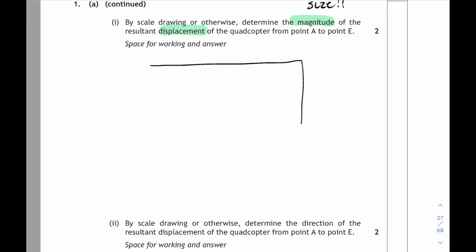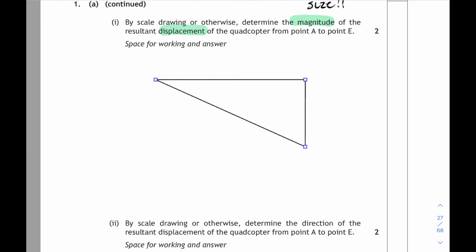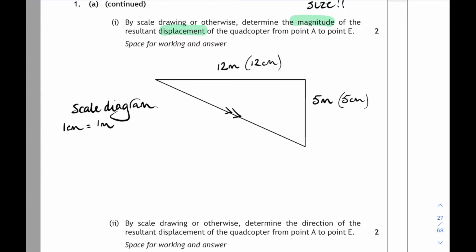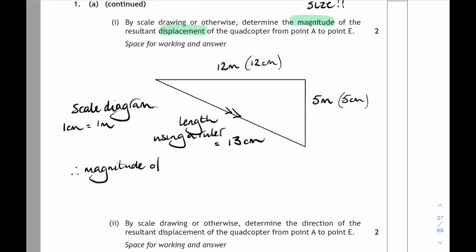So, let's draw a little triangle first. Let's recreate that right angled triangle. So remember, it's 12 metres long and it's 5 metres down the way. And our 2 options here are, remember, scale diagram, or we can use Pythagoras to find the length of that line. So if we do a scale diagram and we have 1 centimetre representing 1 metre, then if you just measure the length of that resultant vector, it's 13 centimetres long, so the magnitude of the displacement is 13 metres.